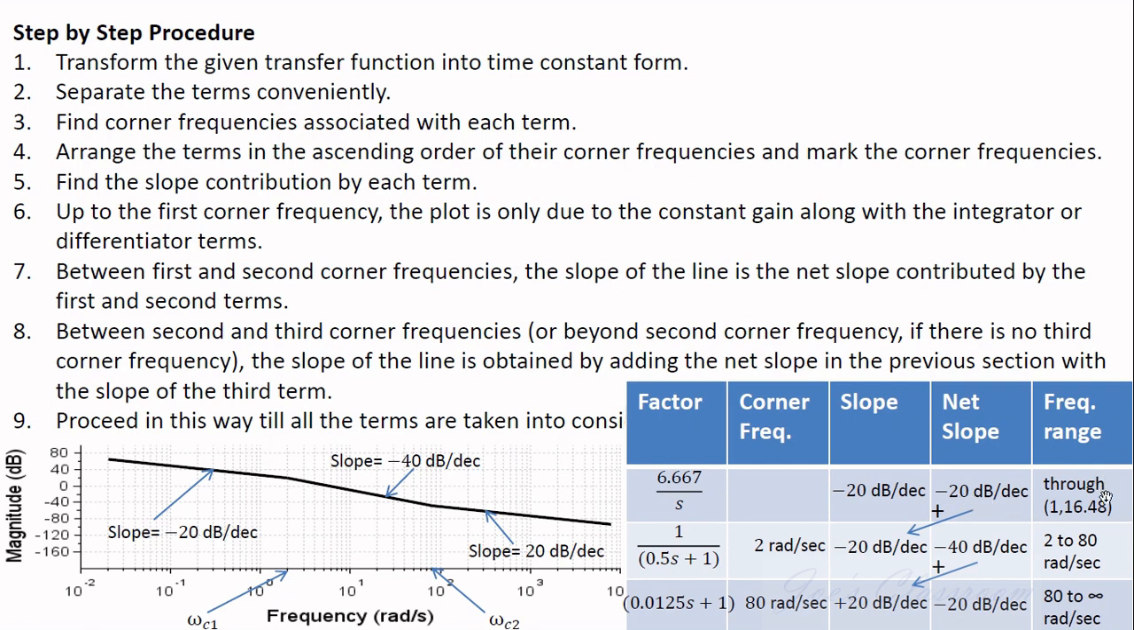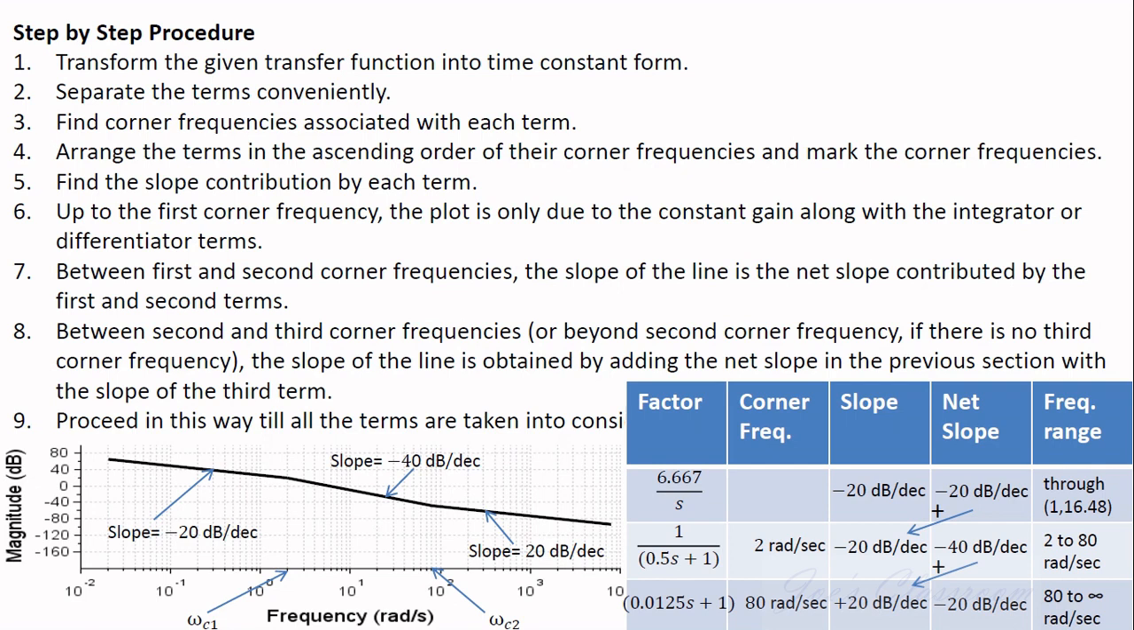And this line is valid up to the first corner frequency, and that's the frequency range. This is valid up to 2 radians per second, and this line will be passing through 1 comma 16.48. 16.48 is nothing but the 20 log K. And the second line with a slope of minus 40 decibels per decade is valid from 2 radians per second, the first corner frequency, to the second corner frequency. And this line is valid for all frequencies greater than the second corner frequency, from this frequency to infinity. This line will keep on going like this.